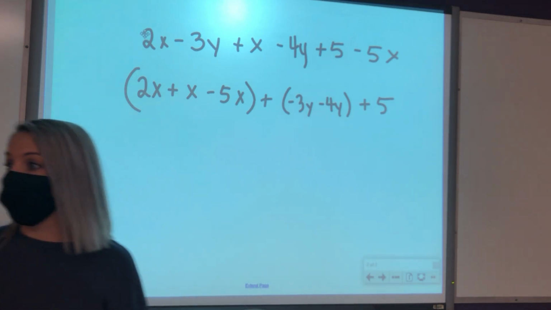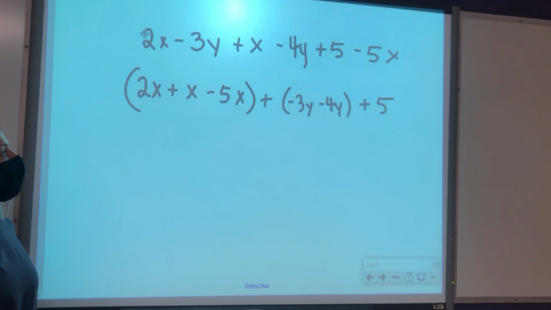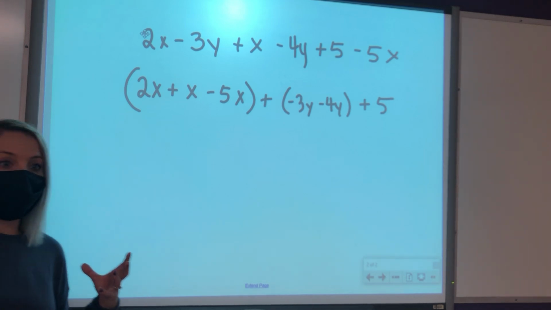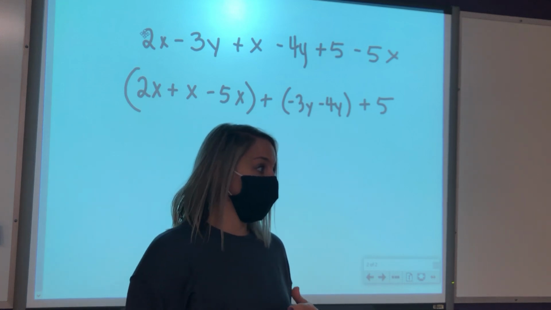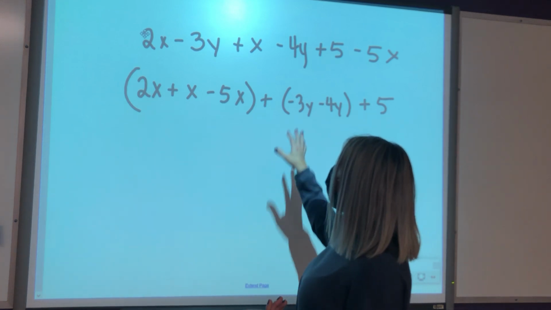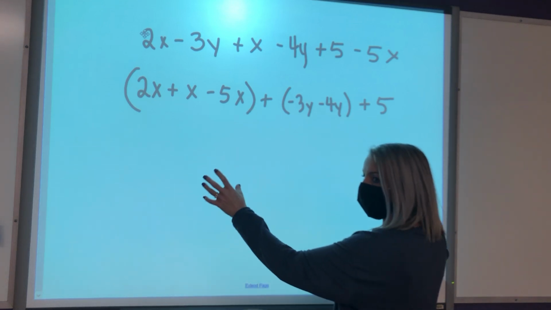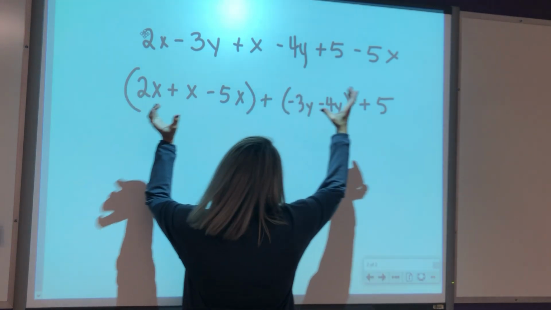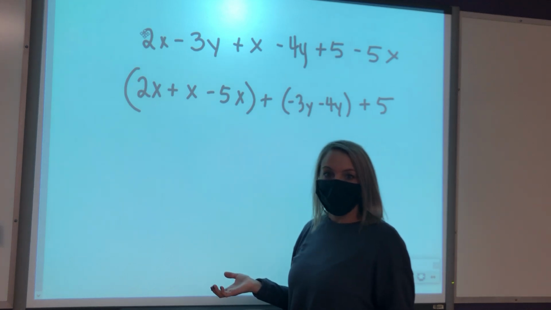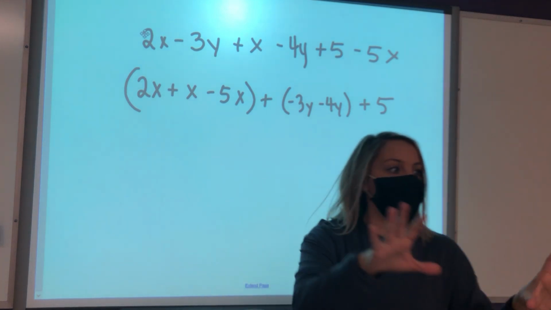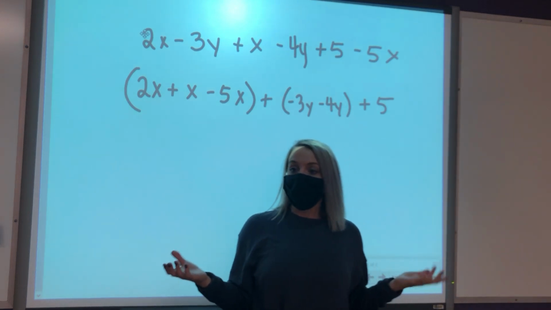I use the commutative property, right? I just rearrange, because the commutative property of addition says the order in which you add does not change the sum. So all I did was take my terms and use the commutative property, but then also the associative property, because then I grouped my like terms. So I don't do it the way you do it. I have my own method, right? And that's okay.